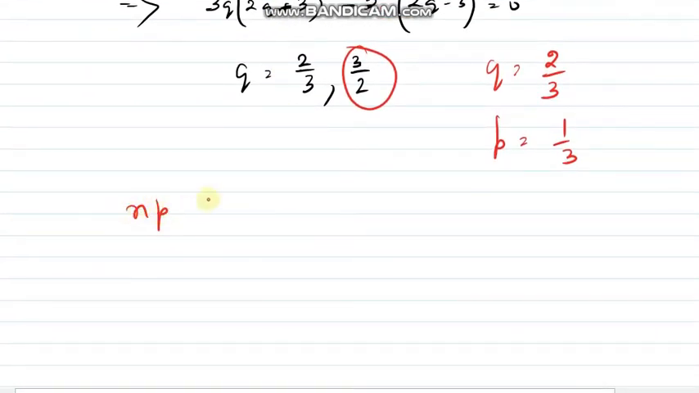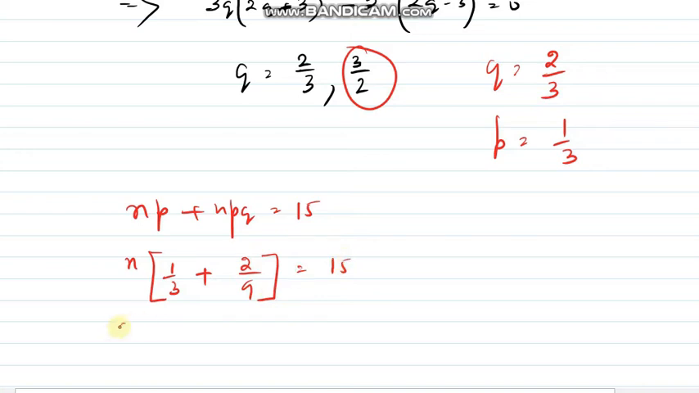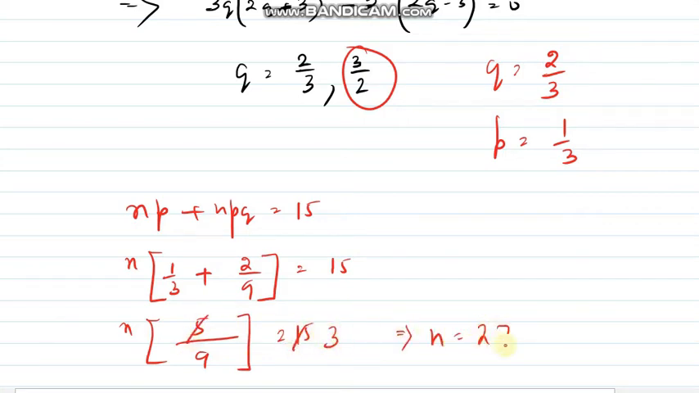So np plus npq equals 15. If I take n common, p is 1 by 3 plus pq is 2 by 9. So n times (3 + 2)/9, that is 5 by 9, equals 15. So my n is equal to 27.